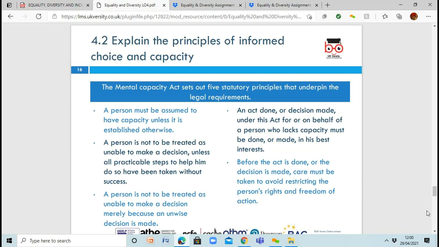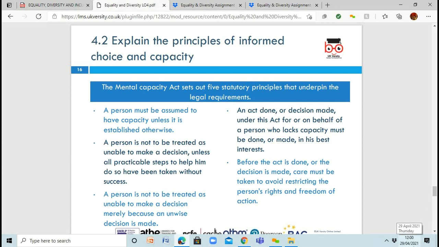And then an act done or a decision made under this act on behalf of a person who lacks capacity must be in their best interest. It can't follow your own agenda. It has to be for that person and only for that person, to make sure they get the best results possible. And before this act is implemented or a decision is made, care needs to be taken to avoid restricting a person's rights and freedom of action. So make sure that you're not eradicating someone's rights or freedom when you're making a decision.